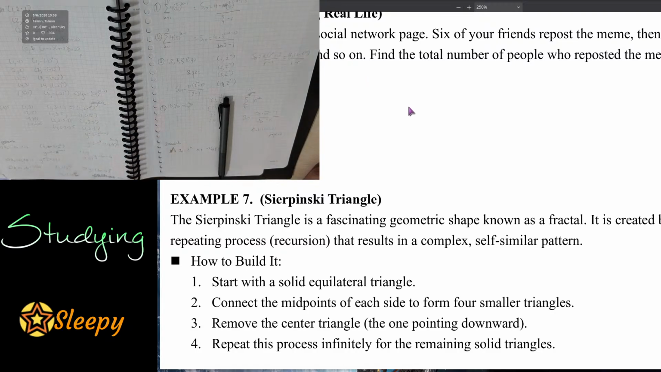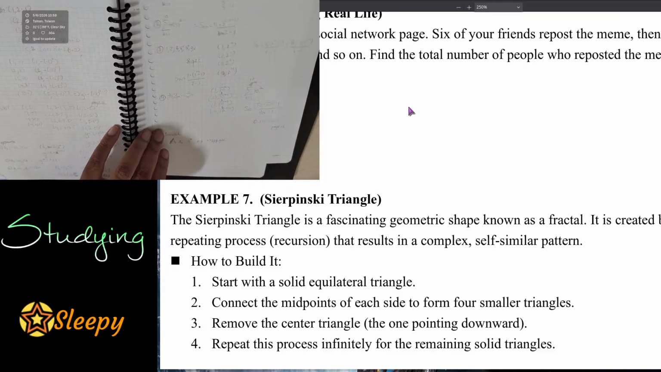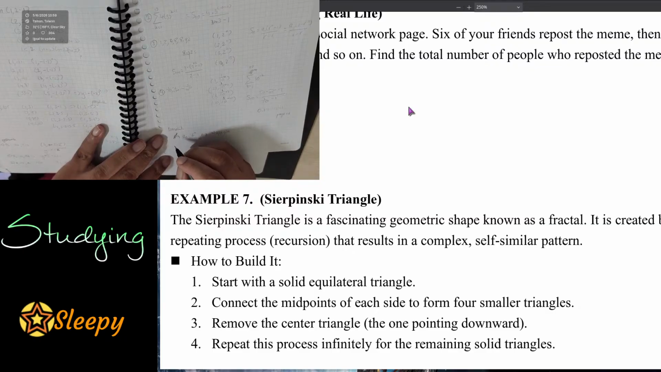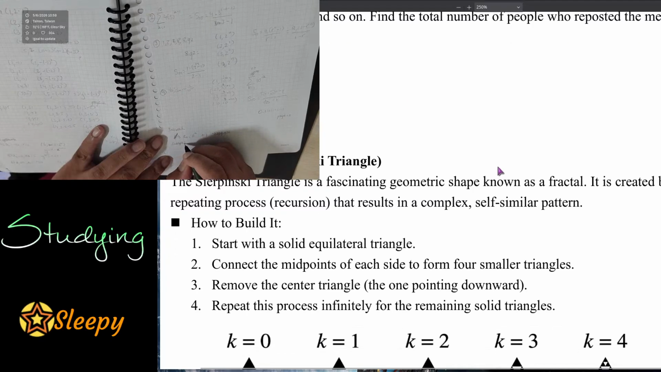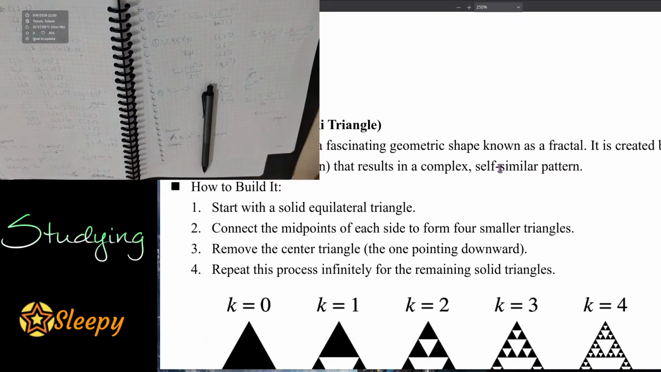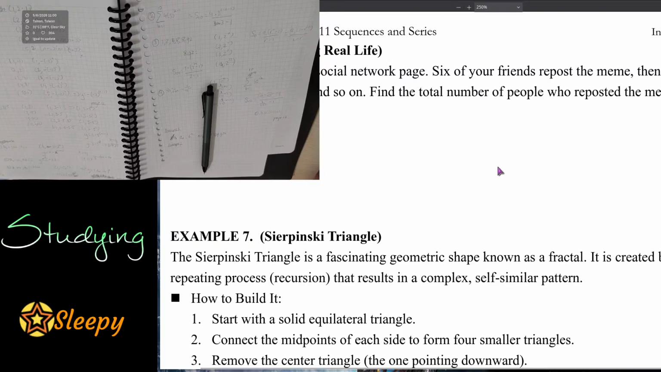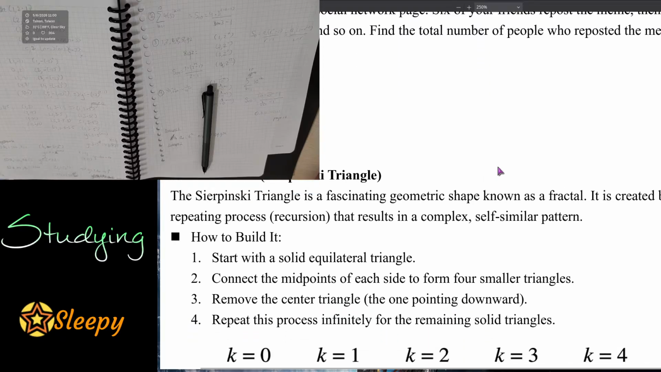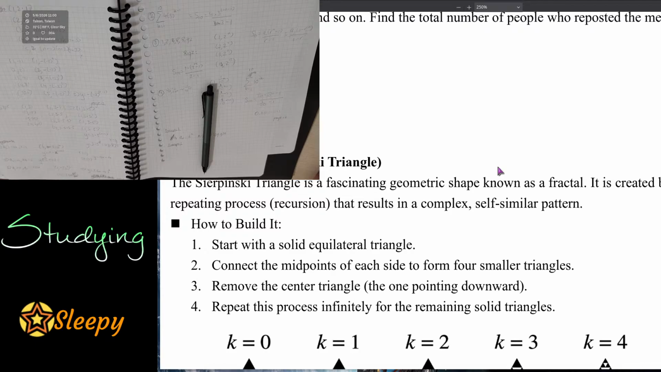Okay, example 7, the Sierpinski triangle. The Sierpinski triangle is a fascinating geometric shape known as a fractal. It's created by a simple repeating process, recursion. It results in a complex self-similar pattern. How to build it? Start with a solid equilateral triangle. Connect the midpoints of each side to make smaller ones. Remove the center triangle. Repeat this process.